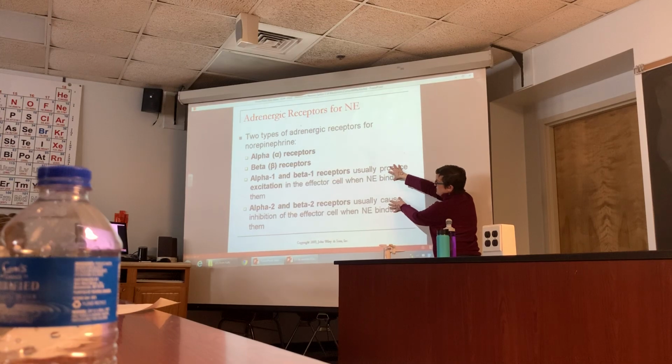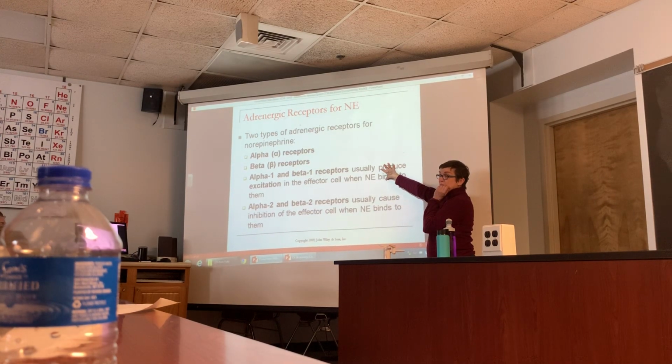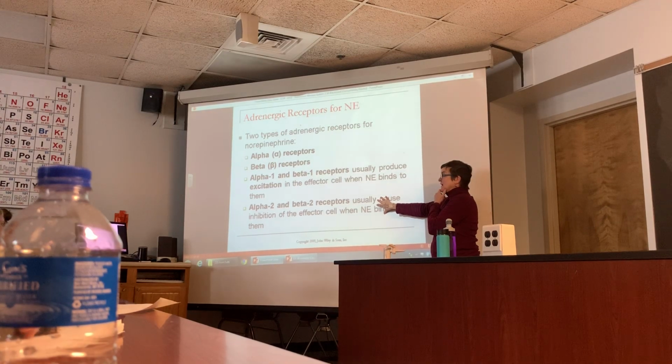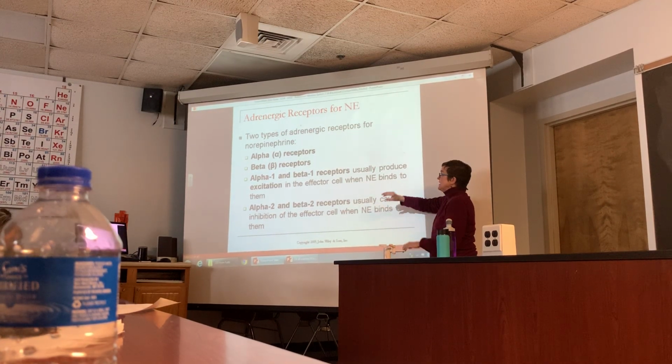You're going to have different kinds of receptors. The heart has beta 1 receptors in it, so you're stimulating the heart. Smooth muscle in the digestive system is going to have either alpha 2 or beta 2 receptors.